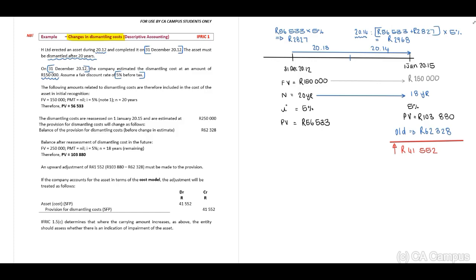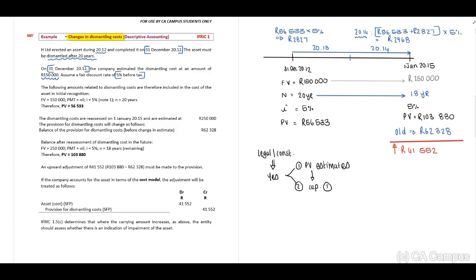Now stop. Please do not look at the solution. I want you to think about this. You need to determine, is there a legal or constructive obligation? In this question, you can assume yes. Next step, you need to calculate the present value of the estimated costs to dismantle the asset at the end of the useful life. And they've provided the future value to us. Second step, you will have to capitalize step number 1's amount.